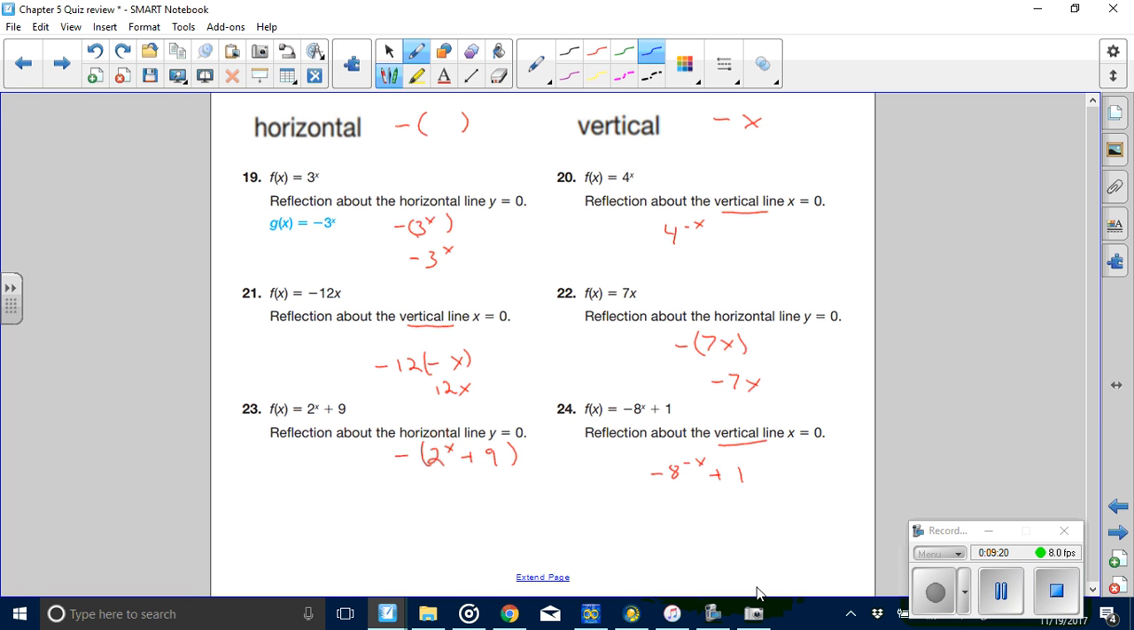Right. And that is our horizontal and vertical reflections. So remember, with those, you want to do a negative times the parentheses. And with the vertical, you want to do the negative just on the x.